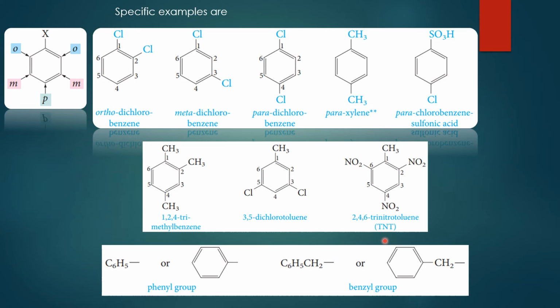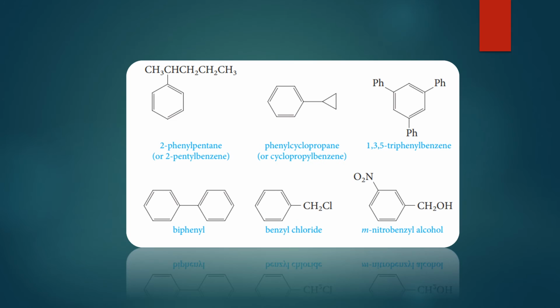They are the phenyl group and the benzyl group. The phenyl group is C6H5, and the benzyl group is C6H5 with a methylene group, C6H5CH2. The symbol Ph is sometimes used as an abbreviation for the phenyl group. The use of these group names is illustrated in the following examples.